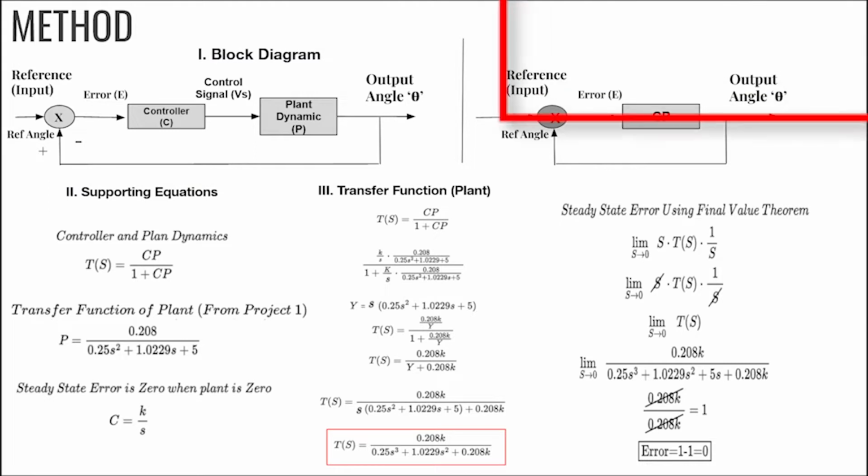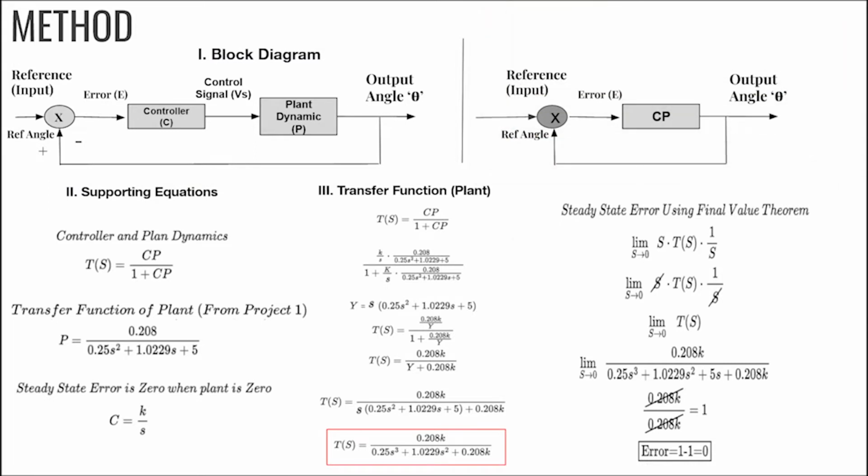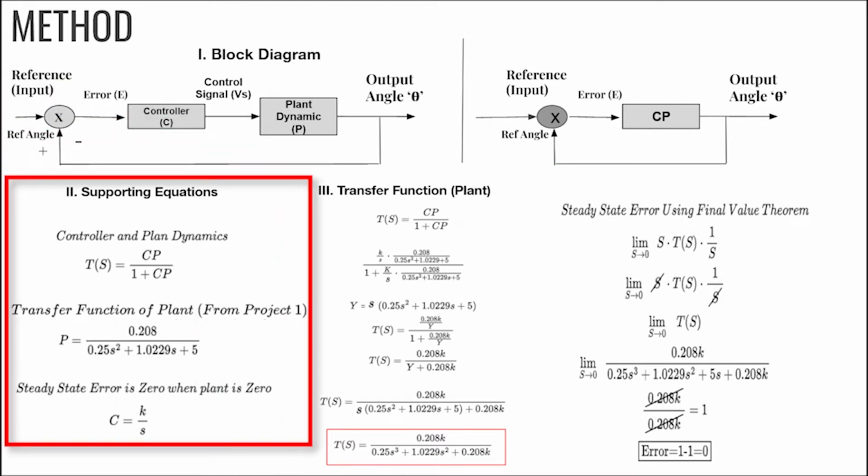The closed loop block diagram may then be reduced further by combining the controller and the plant because they are in series. For the supporting equations, we begin by defining the equation for the transfer function for the closed loop system. We then define the transfer function of the plant, which was determined in Project 1, where the equation of motion is also the same. We chose for our controller C to be an integrator, where C is equal to K over s. An integrator style controller will allow our steady-state error to be 0.